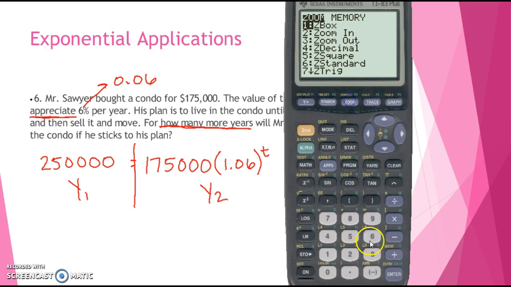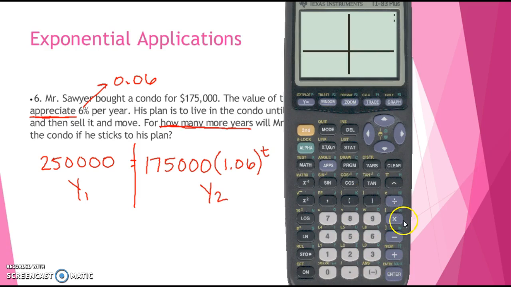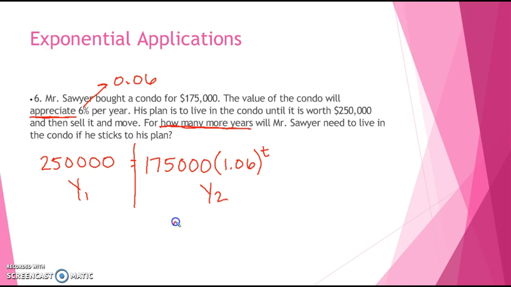Okay, and just going to go ahead and back out one time. That way I'm sure that the intersection's in there. Alright, second trace, number 5. Enter, enter, enter. And it's 6.1 years. So that's a pretty good investment if he only has to live there for 6 years and he can sell it for $250,000.